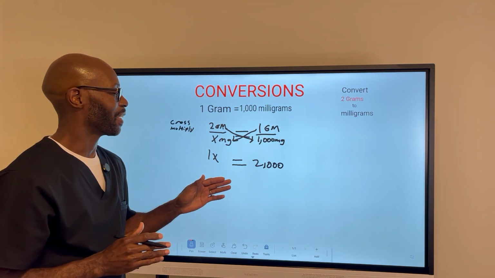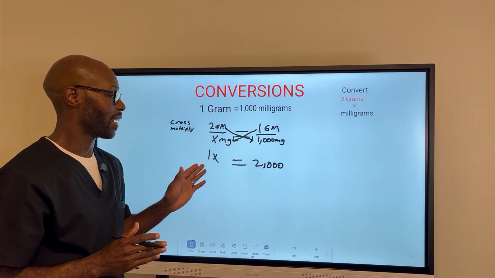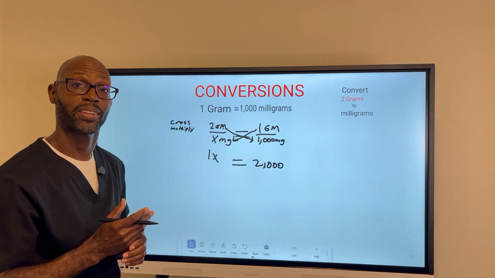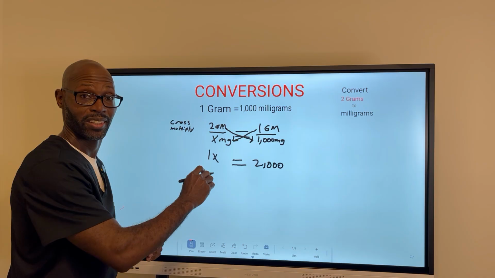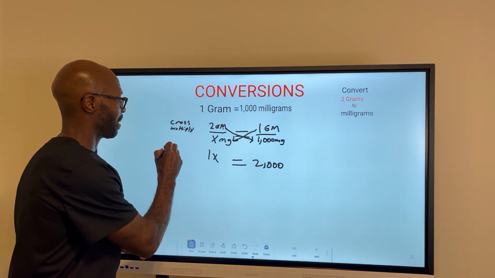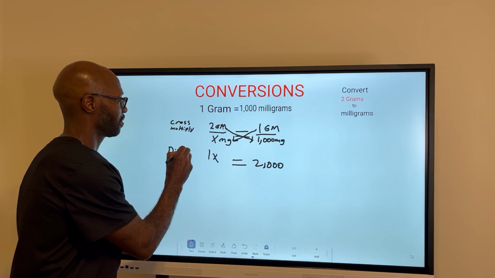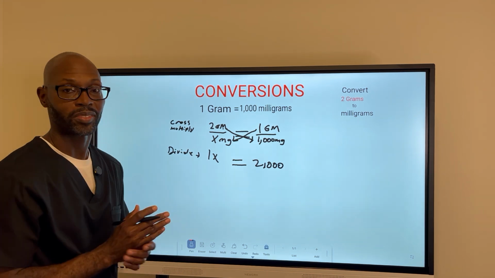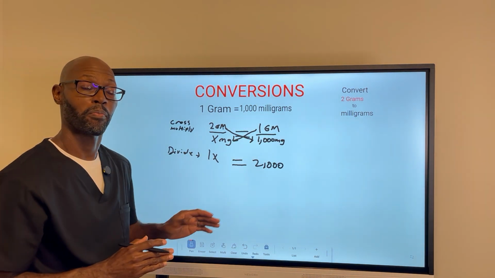All right, so now we're at this point where we got it written down, 1x equals 2,000. So at this point, now we're going to divide, okay? If you've gotten all this written down and you got to this point, we're going to divide. So I'm going to write the word divide right here. At this point, we're dividing. So now what we want to do is divide each side by 1.